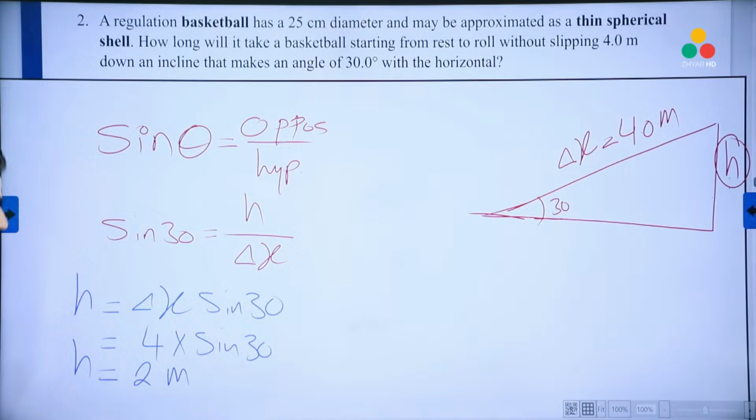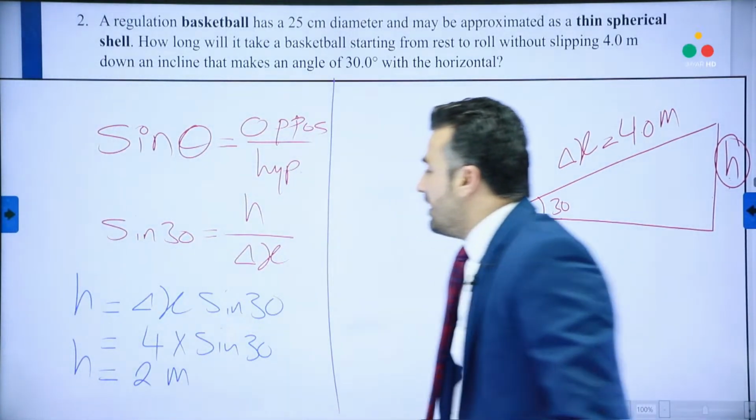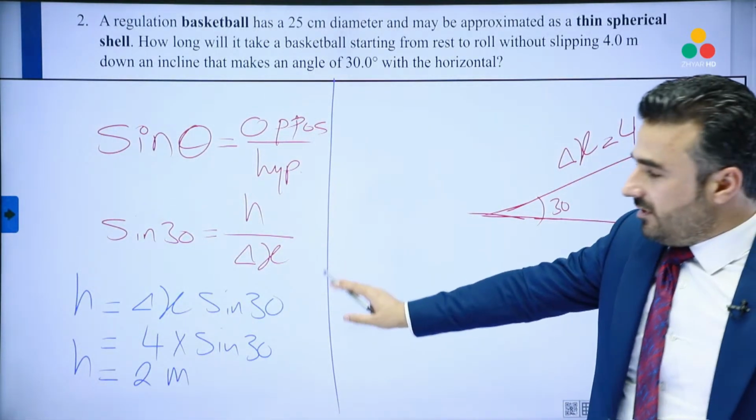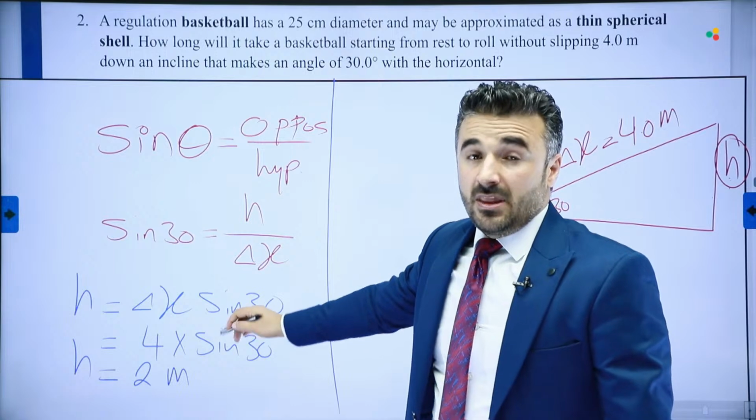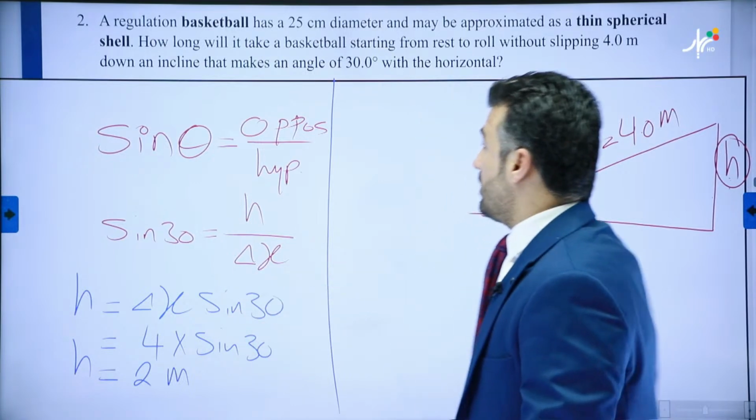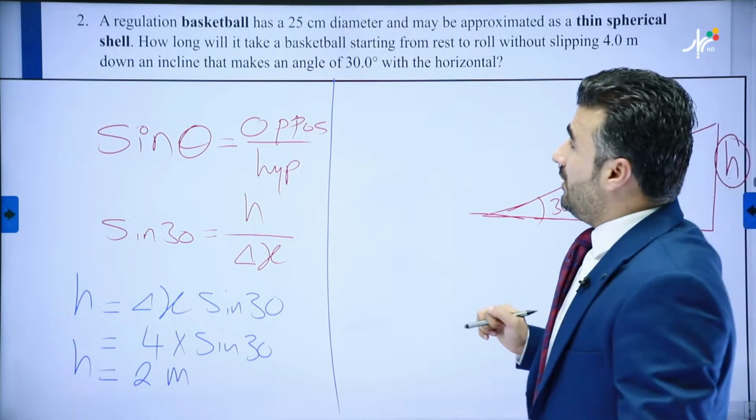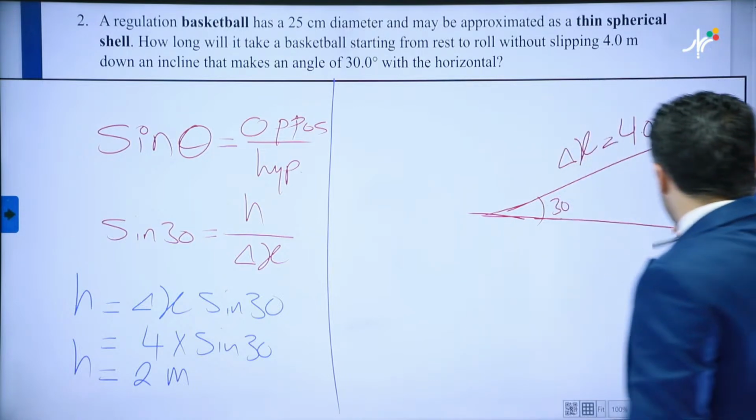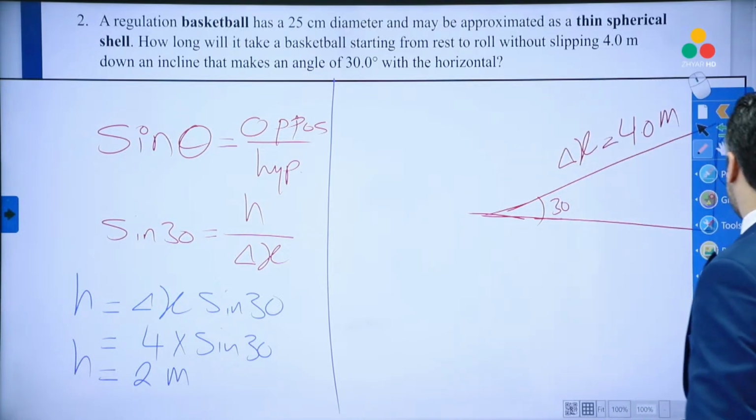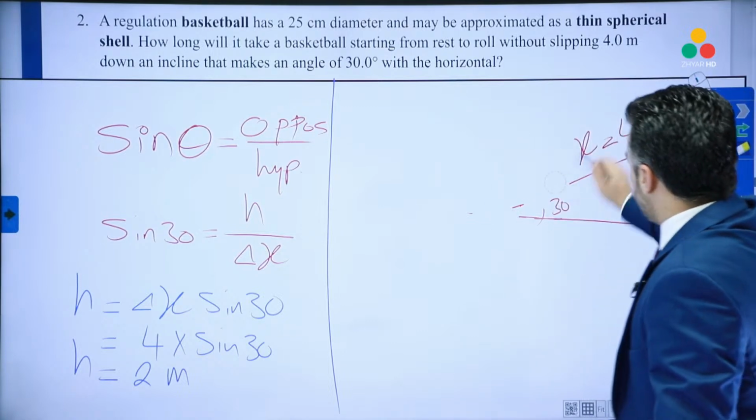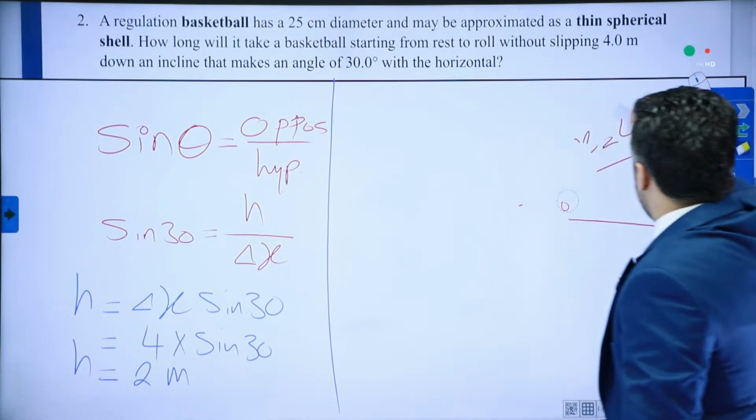So here's the height. Now, what is the next part? Don't forget, that is the major part. If you know this, the rest is easy. Again, why do we need to do this? Because the height is unknown. The question says, how long will it take the basketball? So we want the time here, delta t. So let me erase this.